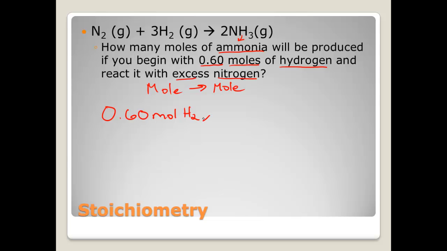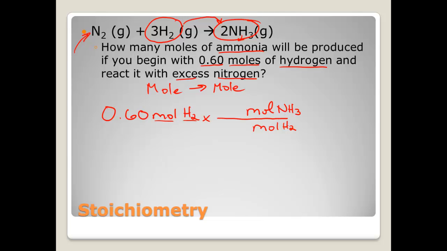Now, here's the thing. What is the ratio in our recipe from hydrogen to ammonia? So we've got to look at our balanced equation right here. For every 3 moles of hydrogen, I will produce 2 moles of ammonia. So, this is stoichiometry. We're using dimensional analysis. So whatever unit is here goes down here in the denominator. We're converting our moles of hydrogen into moles of ammonia.